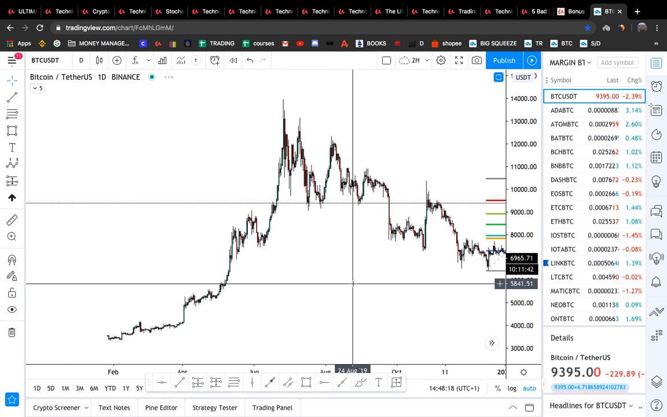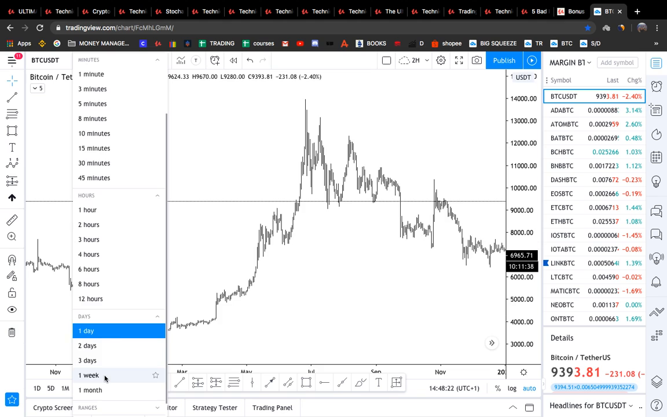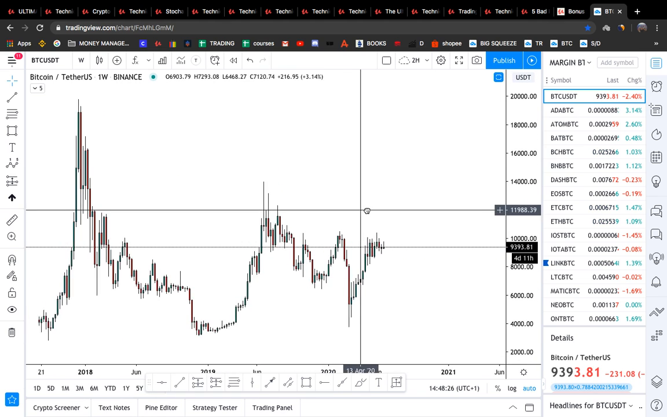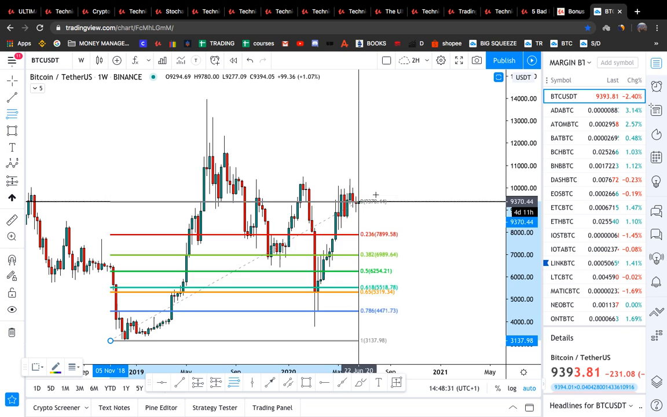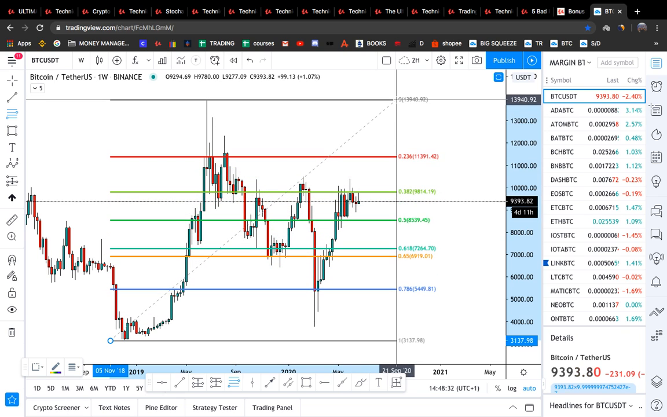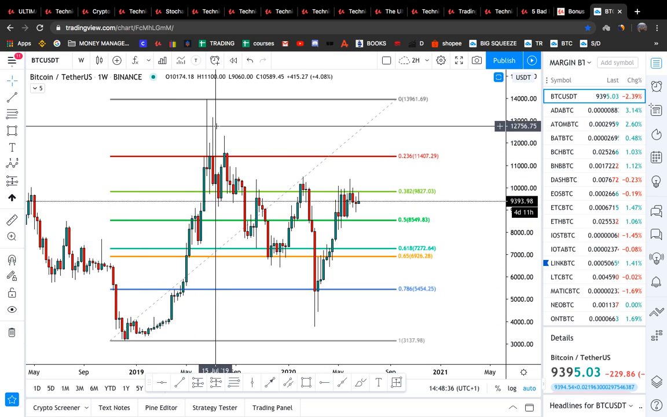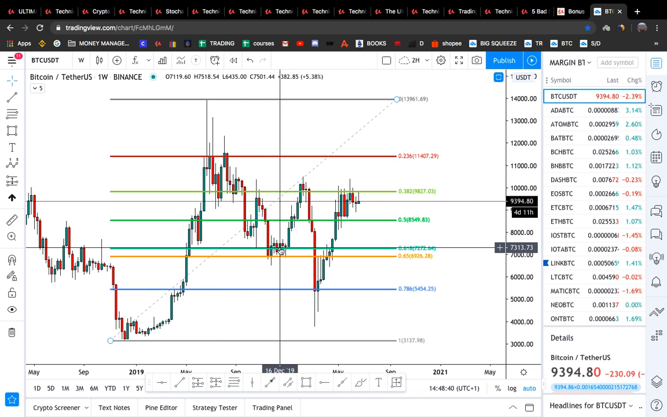Now you can use it on any time frame, right? Let's look on something like a weekly scale, and let's draw it to see what we will see here. So imagine that you saw all this nice move and then you started to see the price coming down and you want to buy, right?